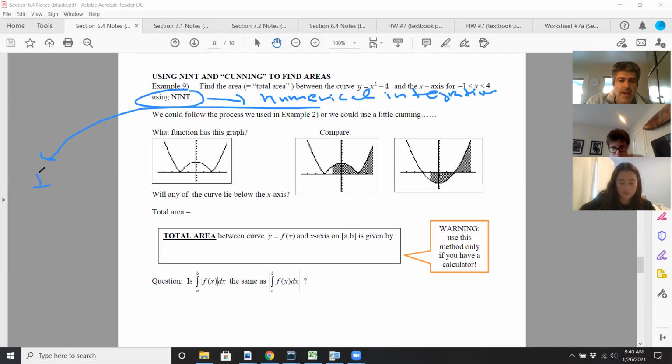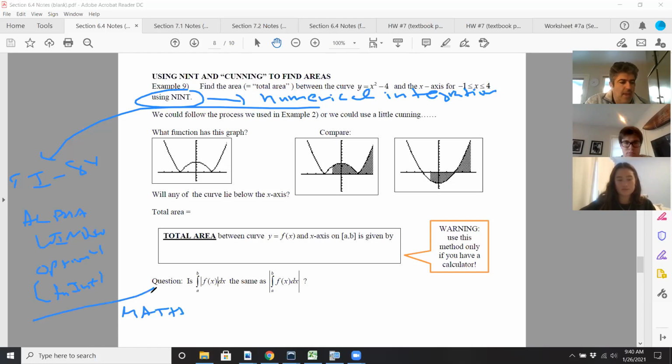It's basically using the TI-84. Remember, we hit alpha, window, and then option 4. Remember, option 4 is FN INT. That's how it looks. You could also access this if you hit math and then scroll down, I think it's option 9. That's also where you can locate it too.